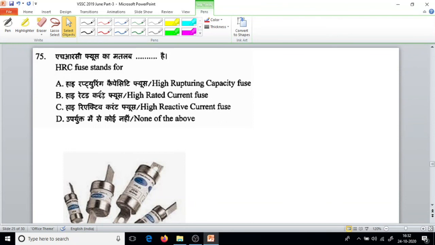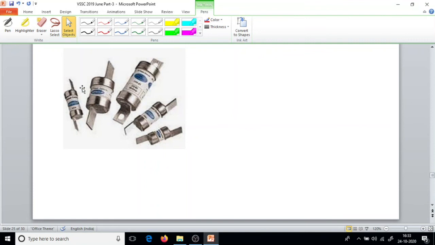Question number 75. HRC fuse stands for. There are different types of fuses. The answer is high rupturing capacity fuse. These are the HRC fuses. This fuse rating will be there from 2 amps to 800 amps. That is the normal range of HRC fuse. This is used for overload protection.